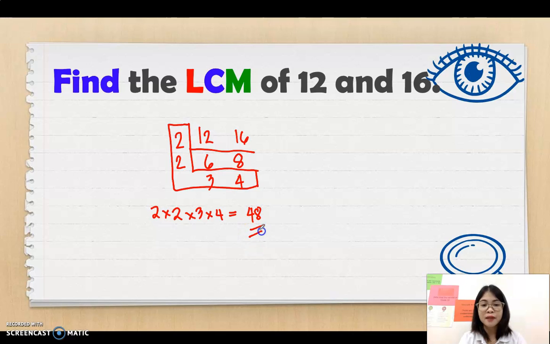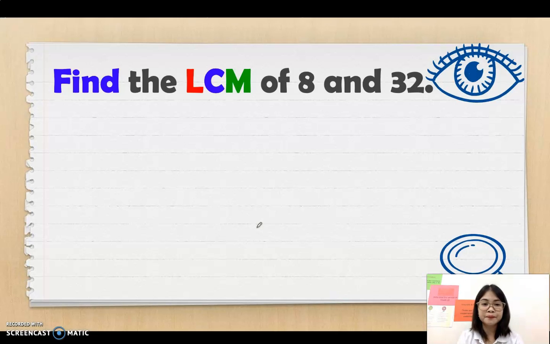Therefore, the LCM of 12 and 16 is 48. Next, find the LCM of 8 and 32. So we have 8 and 32 divided by a prime divisor which is divisible by both 8 and 32. We have 2, we have 4, and this one is 16.